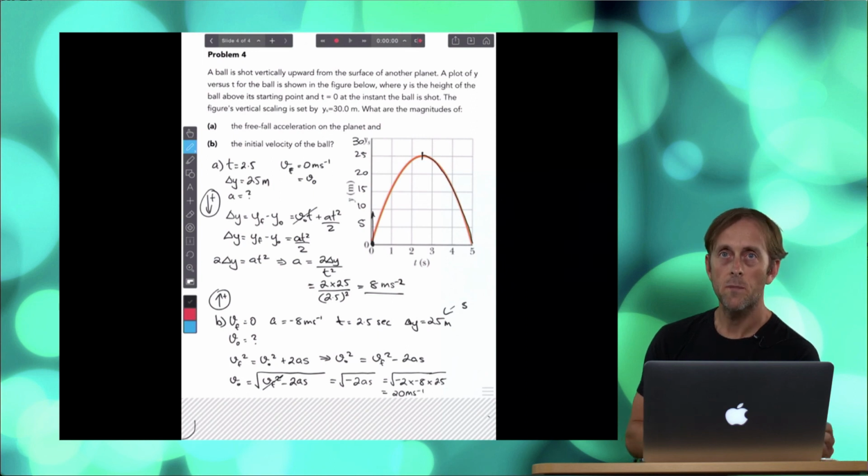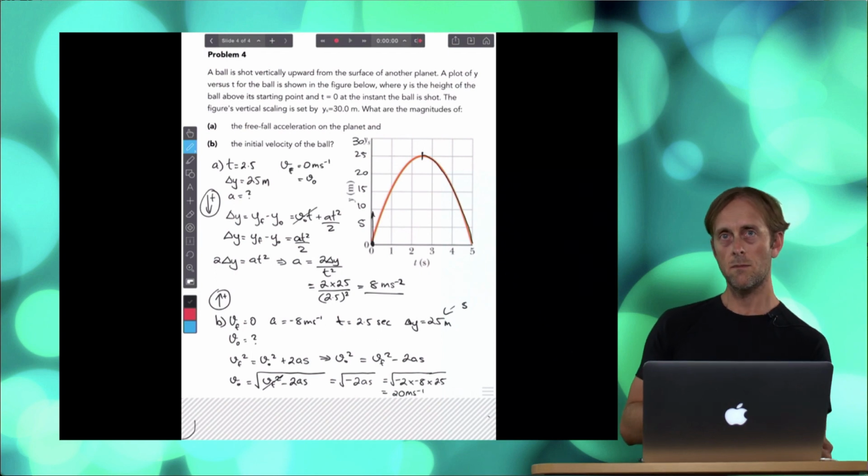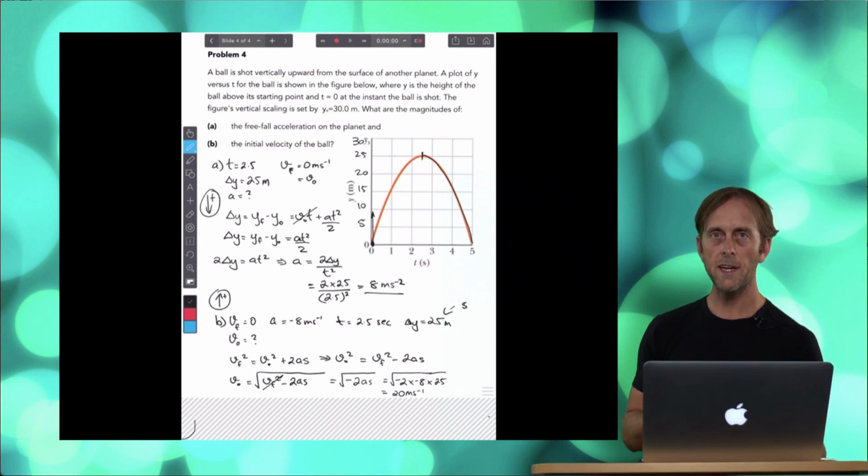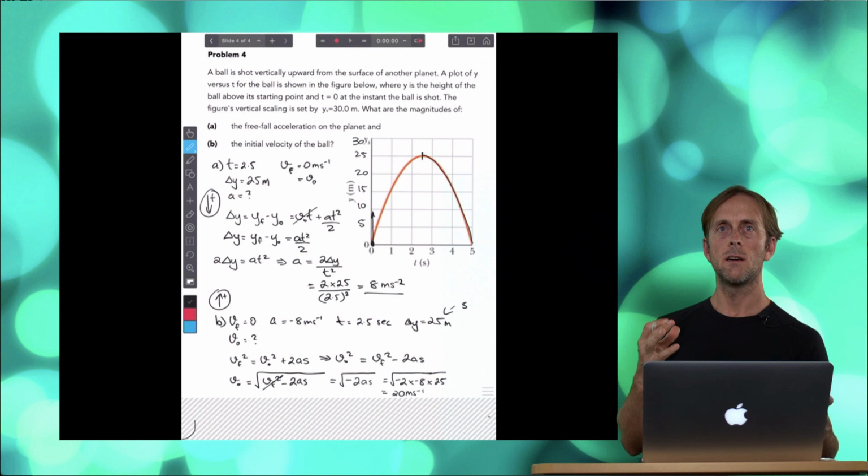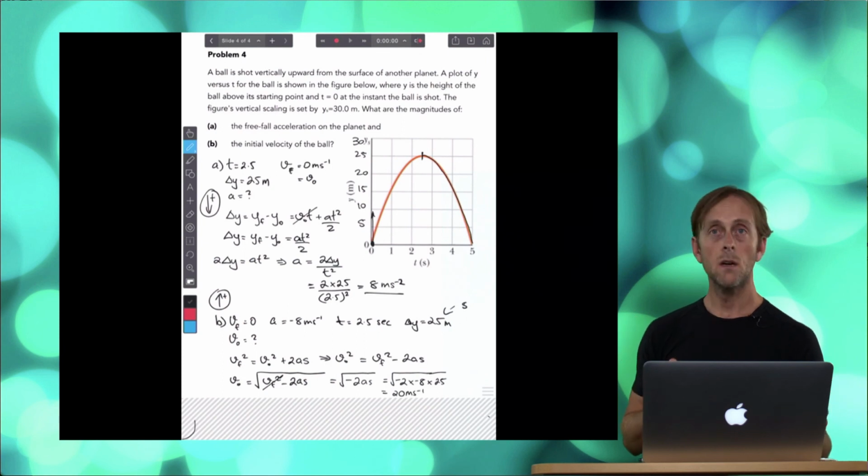So I think by now, after doing all these problems, we should have our head around our constant motion equations, also how to get our accelerations from our velocity versus time graph and vice versa. So yeah, there you go.